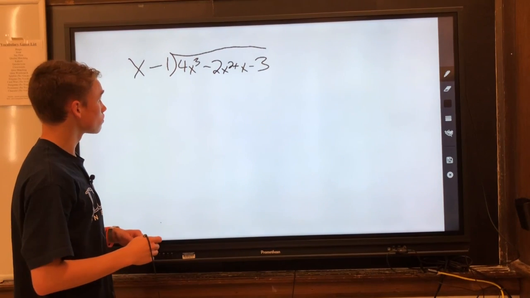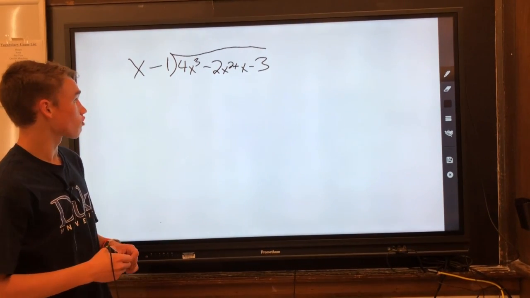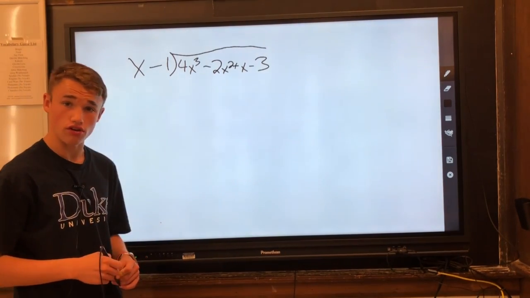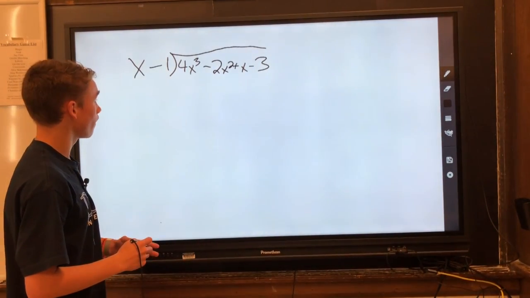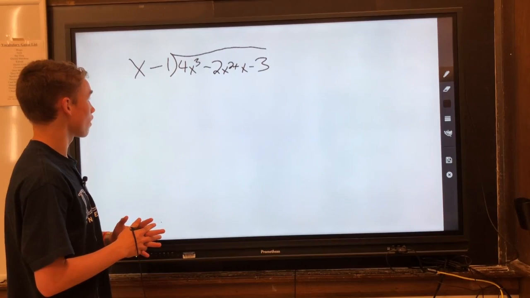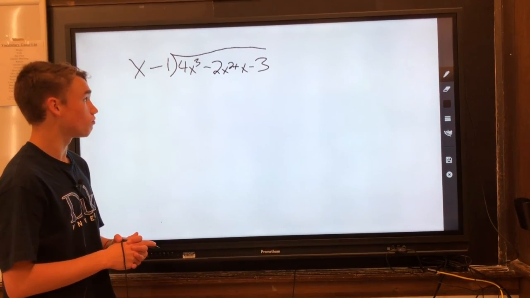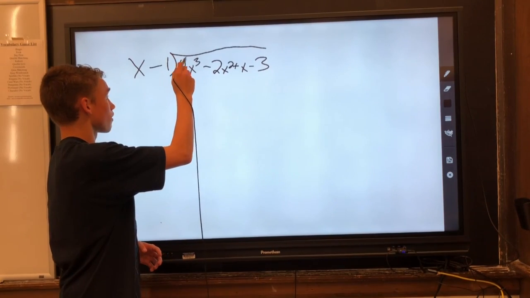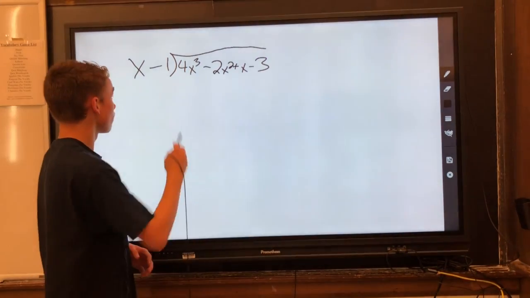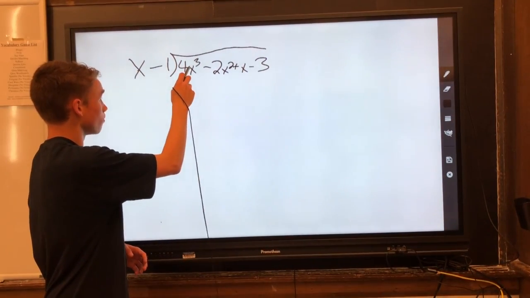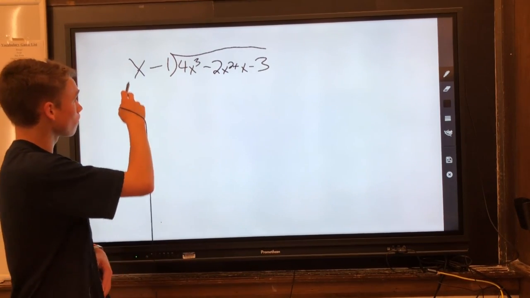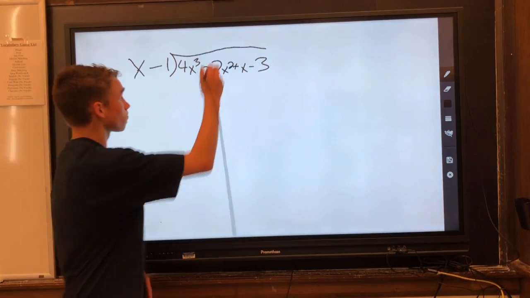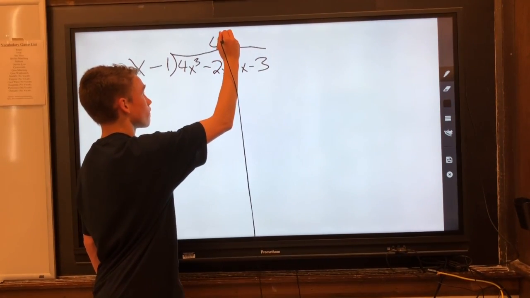Okay, so same idea. How many times does x minus 1 go into 4x cubed? It doesn't. So let's move on and say, how many times does x minus 1 go into 4x cubed minus 2x squared? Now you want to automatically get rid of this 4x cubed. So how many times does x go into 4x cubed? Well, x goes into 4x cubed 4x squared times. So let's plug that in up here.